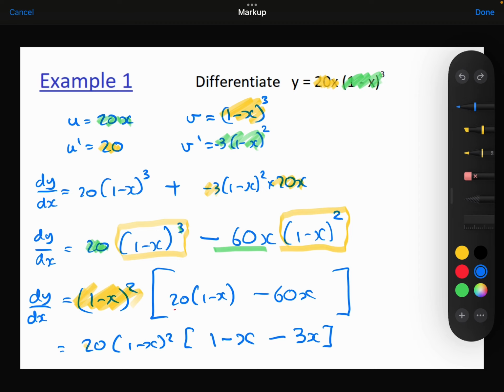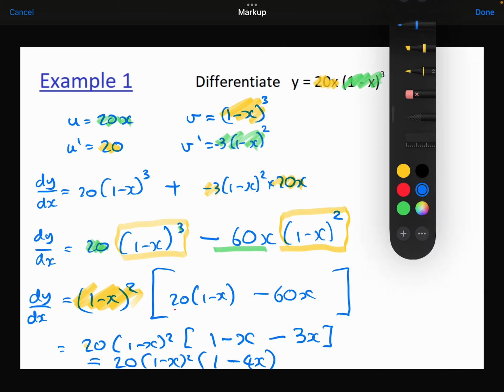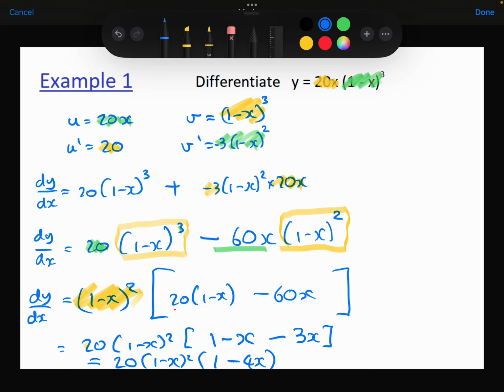I then noticed that square bracket there, I can simplify that because the minus x minus 3x is minus 4x. And there we go. Let me rewrite it over here. That's my final answer for my gradient function. dy by dx is 20 lots of 1 minus x squared times 1 minus 4x.